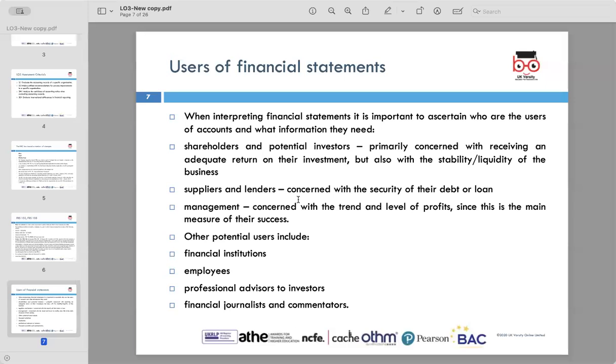Professional advisors to investors. These advisors analyze financial statements to provide investment recommendations. Then financial journalists and commentators. These individuals use financial statements to inform their analysis and reporting on business performance and market trends.